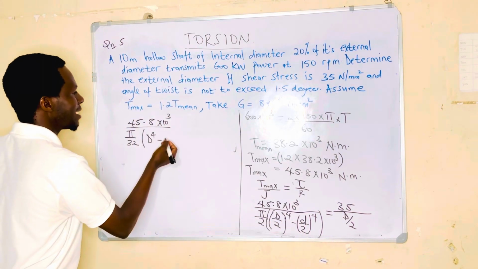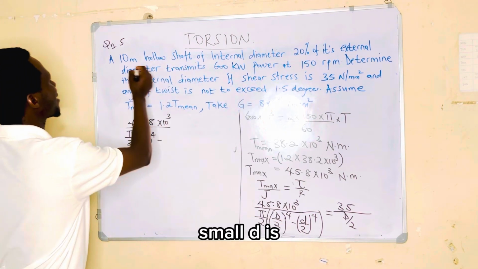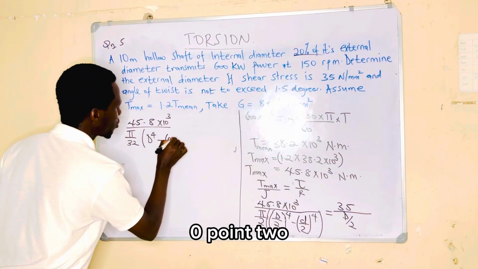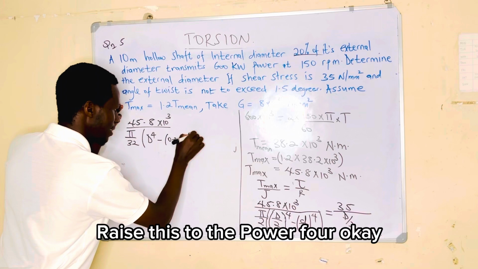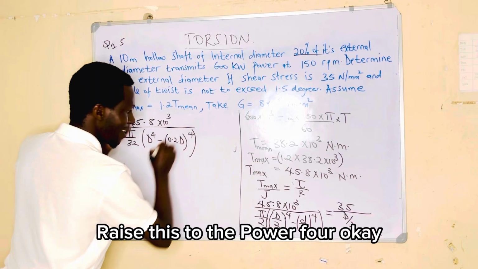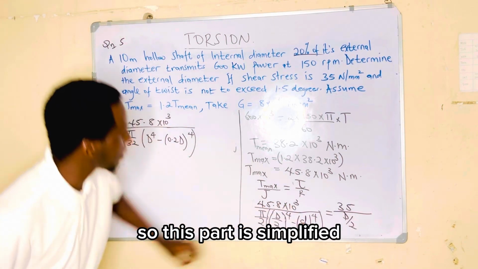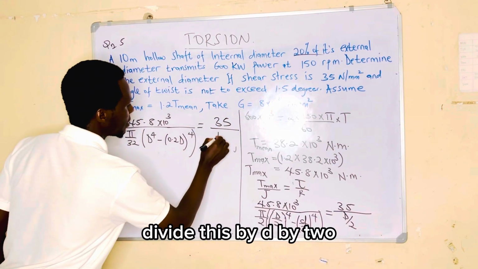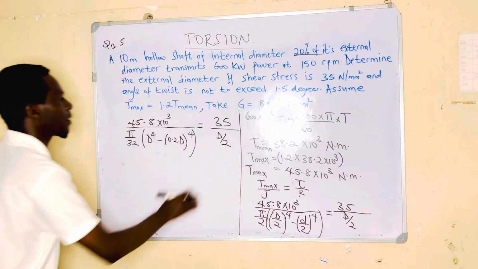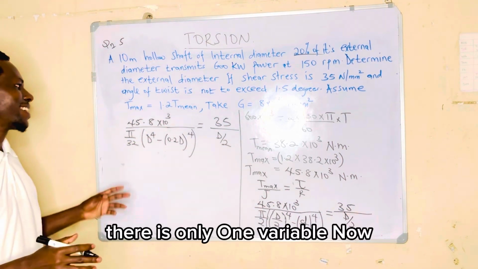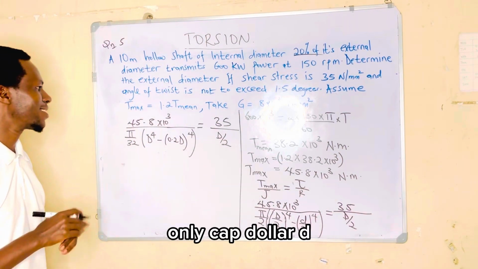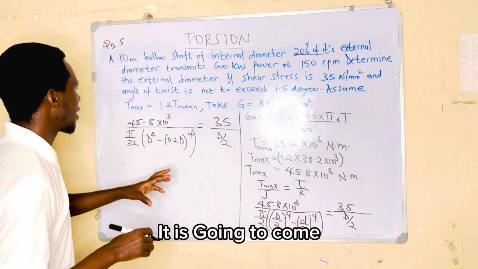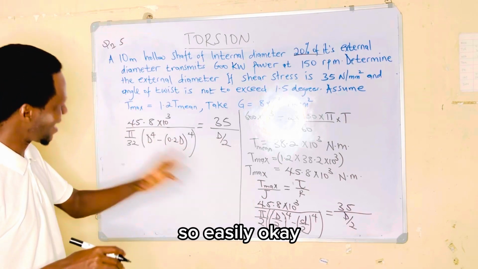Okay, small d, but remember, small d is 20% of capital D, which is 0.2 capital D. Raise this to the power 4. Okay, so this part is simplified. This equals to 35. Divide this by D by 2. From this, there is only one variable now, only capital D. So hence, if I simplify this, it is going to come so easily.